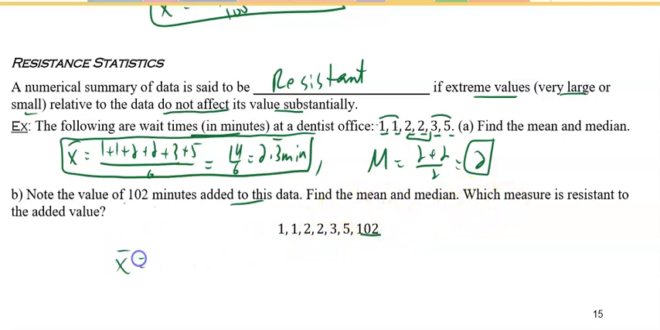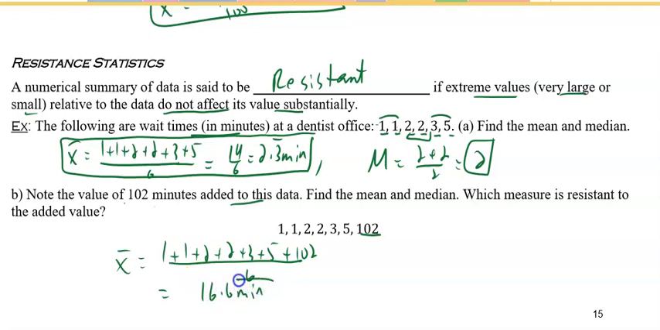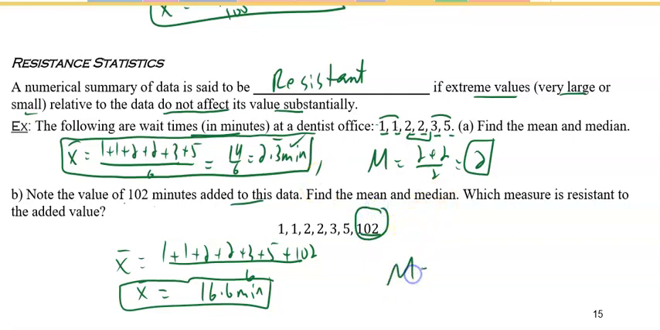Well, now the mean is 1 plus 1 plus 2 plus 2 plus 3 plus 5 plus 102 divided by 6. That turns out to be 16.6 minutes. Notice the average went up from 2.3 minutes to 16.6 minutes. So this one extreme value affected the mean versus the median.